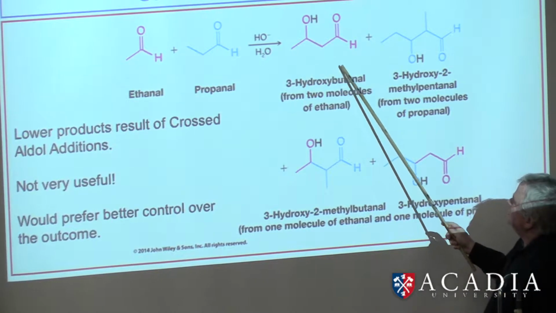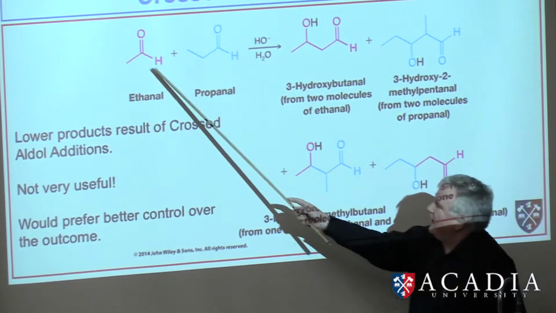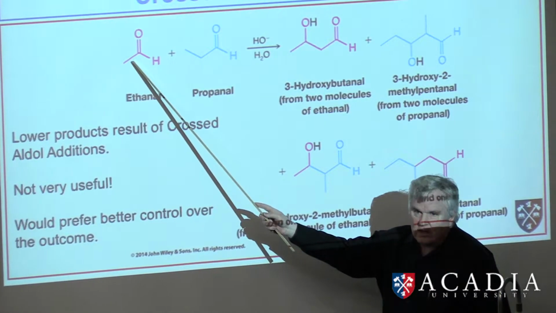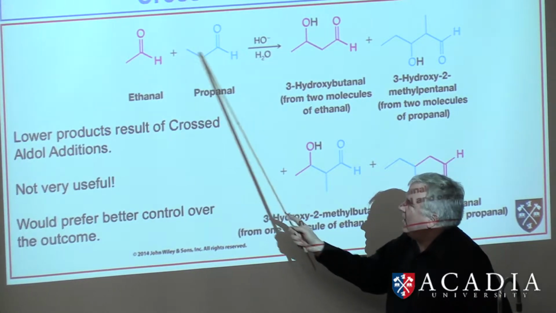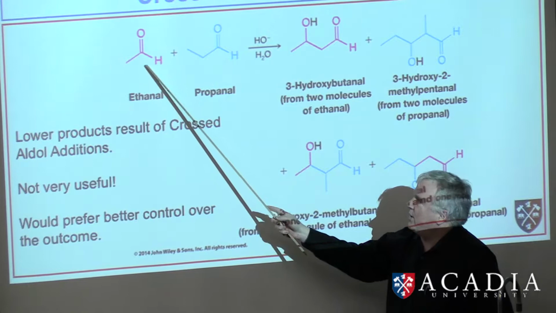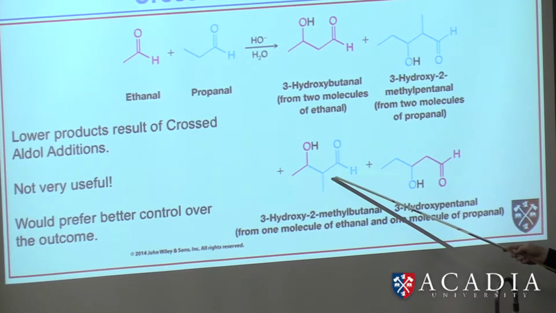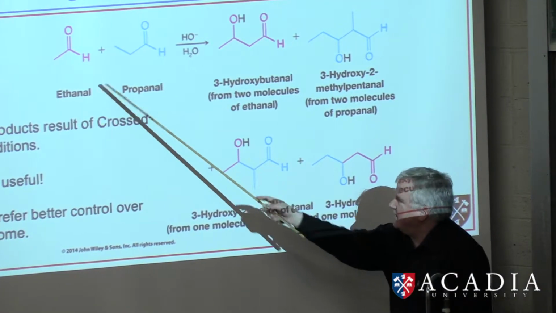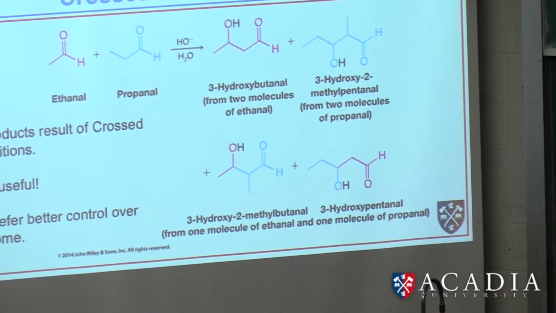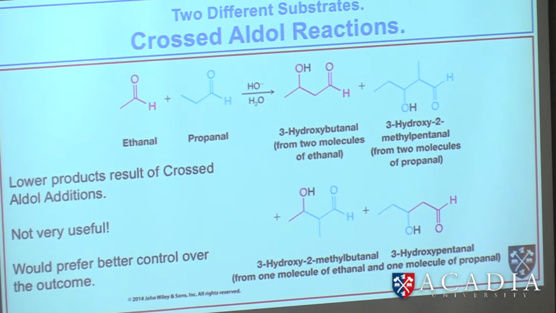So this is showing 3-hydroxybutanal from 2 molecules of ethanal. This undergoes a self-aldol, and we can have cross aldol products where this is the nucleophile and this is the electrophile in the case of here. And we could also get a case where this is the nucleophile and this is the electrophile. We get 4 different products. You should be able to figure out those 4 different products. Take a look, see if you can figure it out.